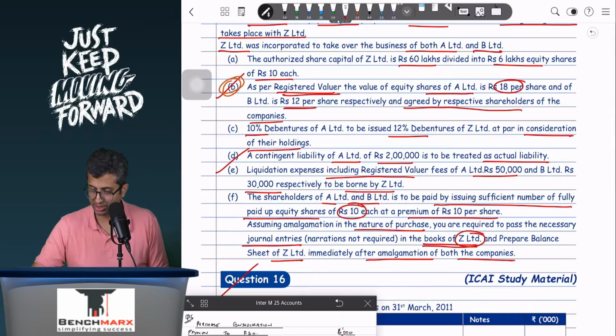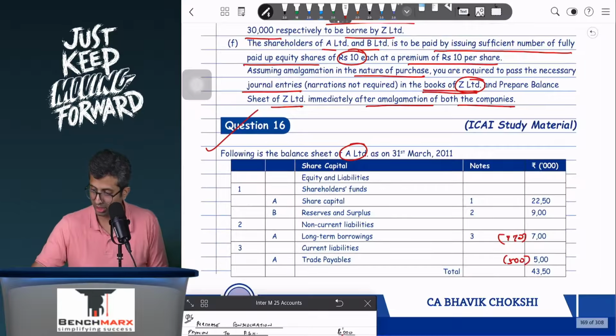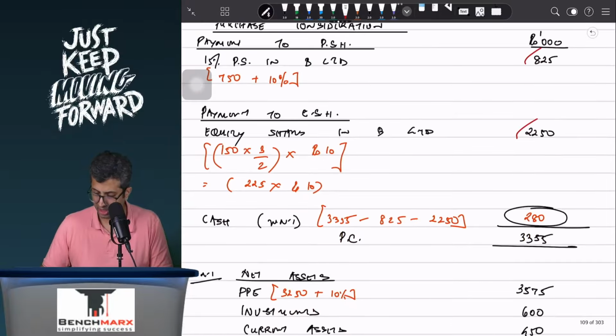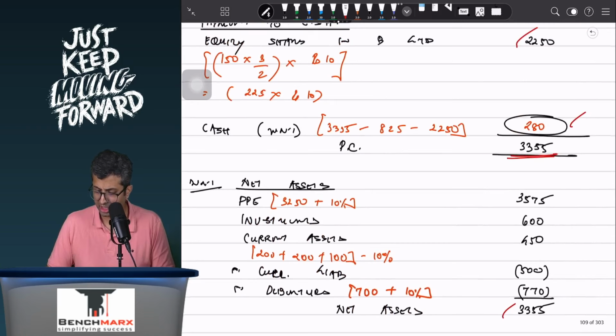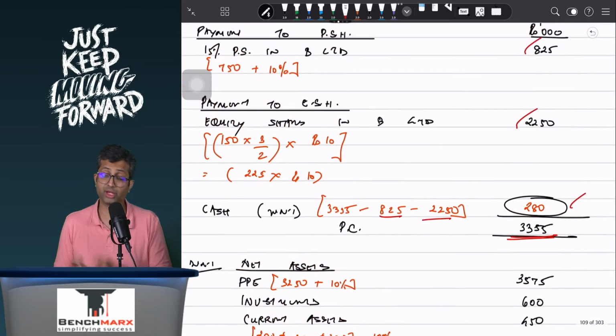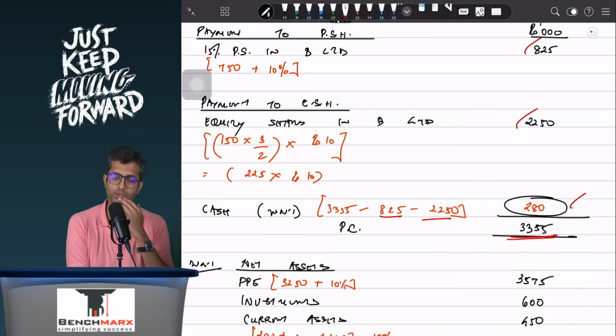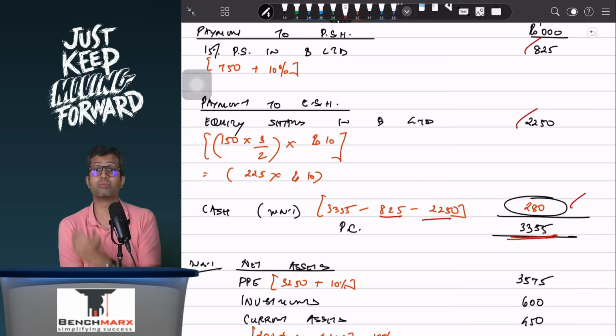Minus from this, I would say 825 goes to the preference, and hence 2520 remains for equity, out of which 2250 is towards equity, and hence the balance, I believe, 270 rupees or 280 rupees will be going out in cash. So over here 3355, all said and done, and after discharging whatever was agreed, the balance would be paid in cash. Here the challenge would have been to figure out whether the net assets method was to be applicable or not. It is to be applicable because the balance amount is to be paid in cash.